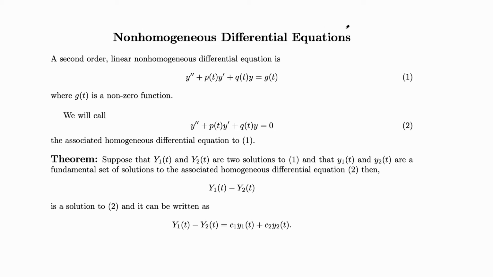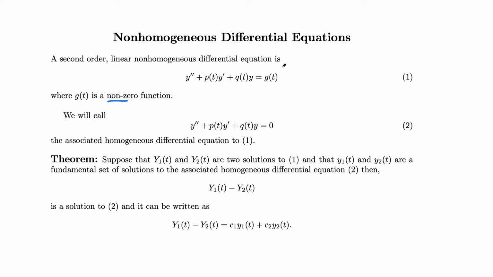Non-homogeneous differential equations. A second order linear non-homogeneous differential equation is in this form. Second order in the sense y double prime, and linear means look at these functions g, q and p. They are functions of the independent variable t. And non-homogeneous in the sense this is a non-zero function. Okay, this is not a zero.